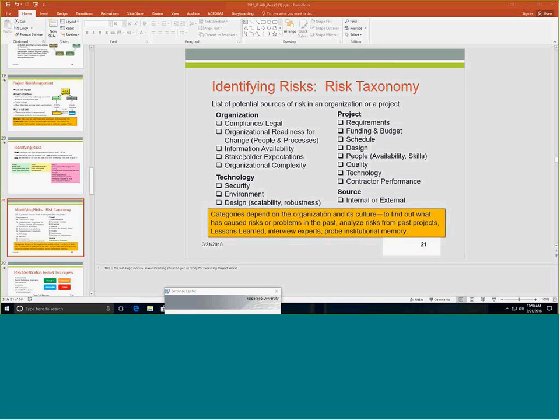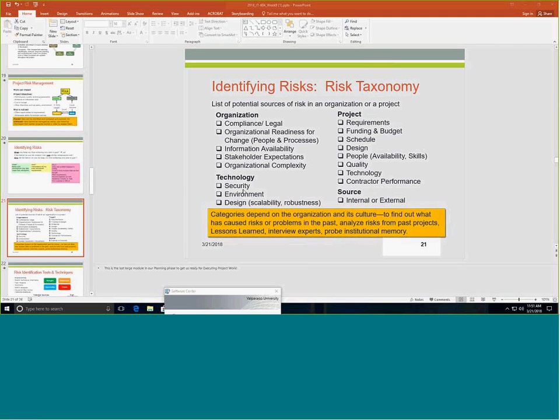Is information that you need available? Do your stakeholders know what to expect, right? Or are you going to have any problems getting any of your software changes and your design changes approved? You know, organizational complexity can be a real issue, right?